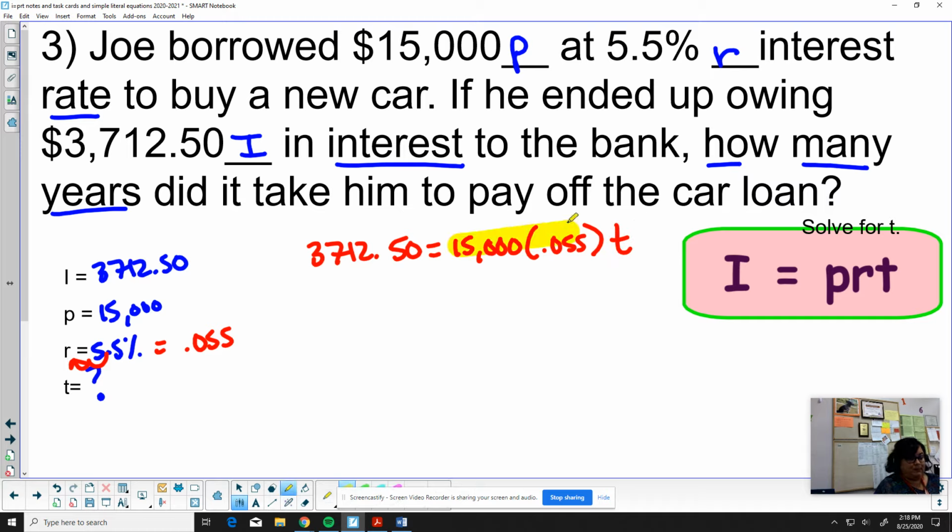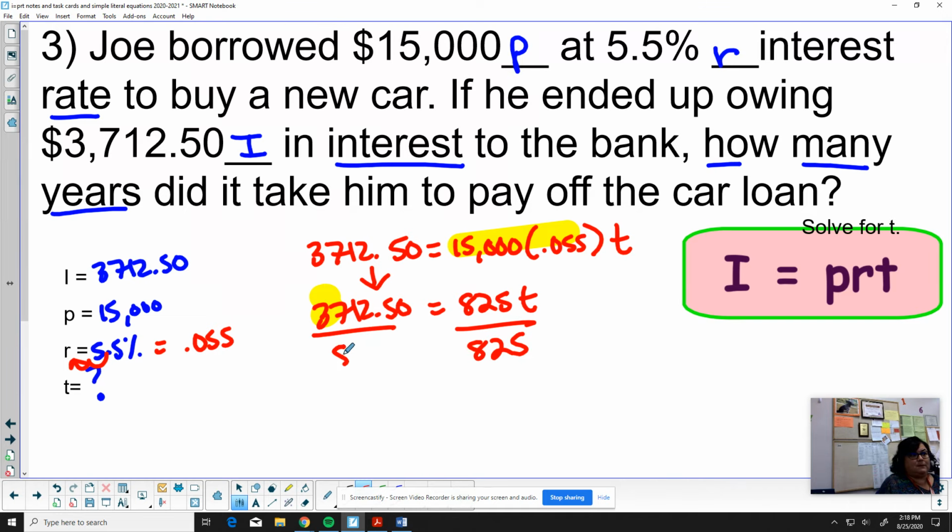These two need multiplied. You need your calculator. So 15,000 times 0.055. That is 825. So 3712.50. All that did was drop down. 825T. And then I divide by what's in front of T. So let's stick that in our calculator. 3712.50 divided by 825 gives me 4.5 years.